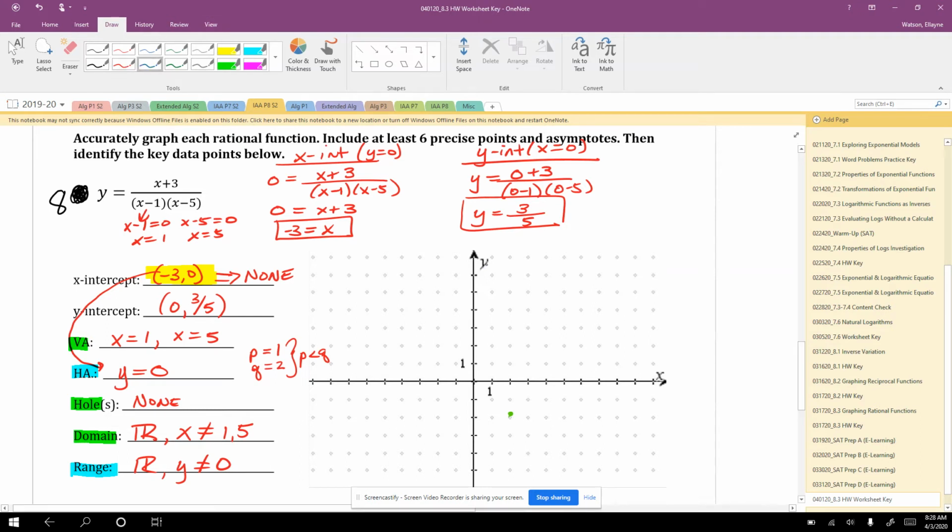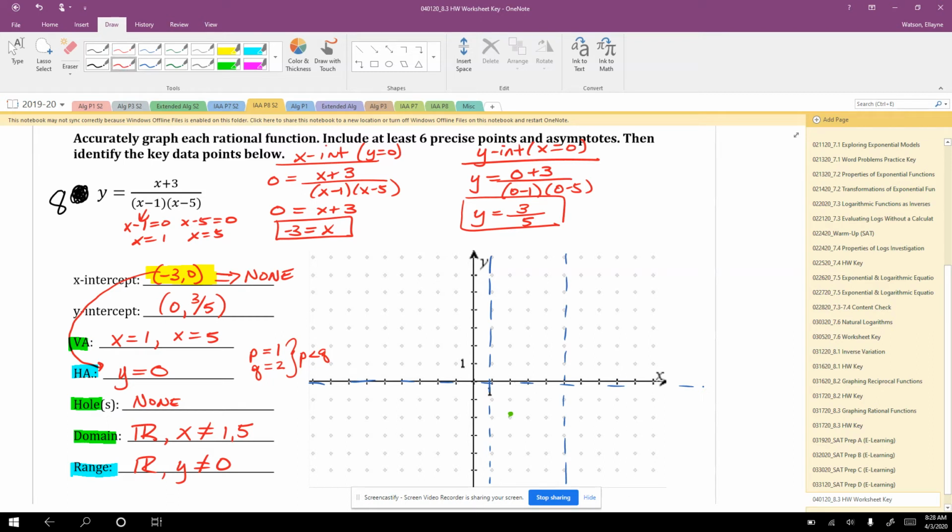So at 1 and 5, and then at y equals 0. Yes, and so this is something I want to point out. A lot of you guys ask, what do you do if there's 2 vertical asymptotes? Well, you work with them, meaning you draw both in, okay?